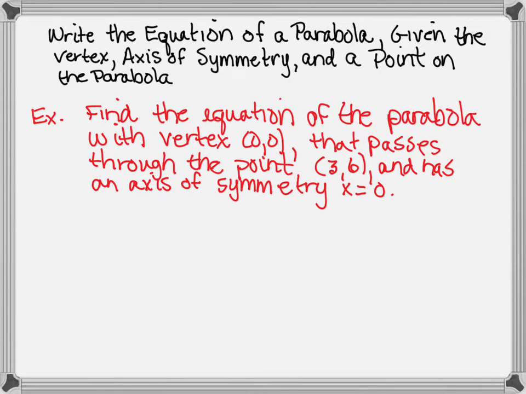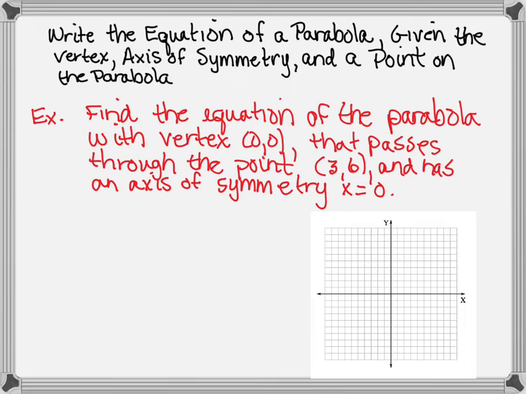So let's just look at a quick graph of this to kind of get a feel for the problem. Here's a coordinate plane. I can plot my vertex. I can plot a point, and we're told the axis of symmetry is here at x equals 0, or the y-axis. Okay, so the vertex is h comma k, and we're told it's 0, 0. The axis of symmetry is x equals 0.